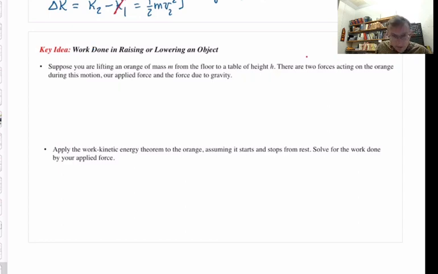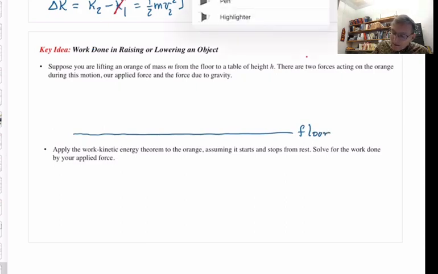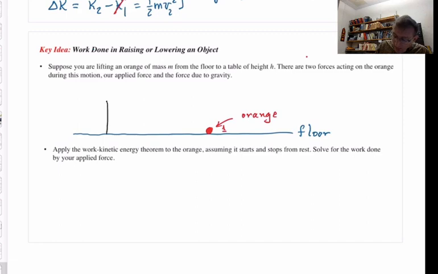So let me start. I'm going to be sketching it here. There's the floor. And I don't really have an orange pen. No, but I'll use red. So it's a red orange. Okay? There's the orange. It starts out at point 1 here on the floor. Let me draw a table. You don't have to be an artist here. That's the table.